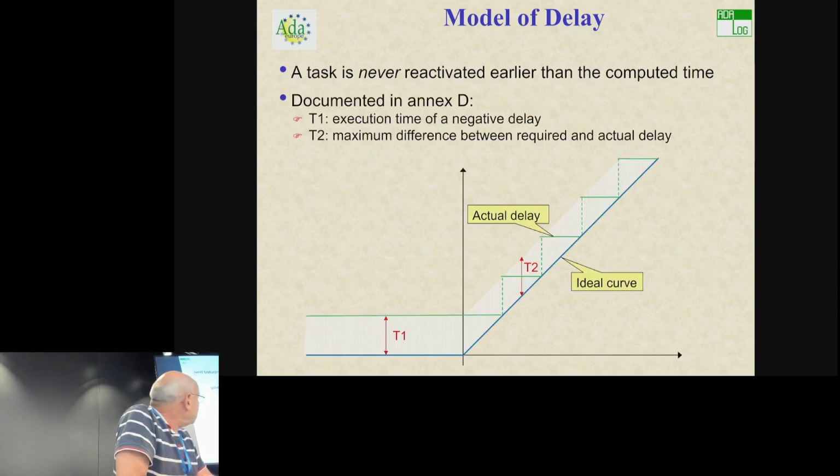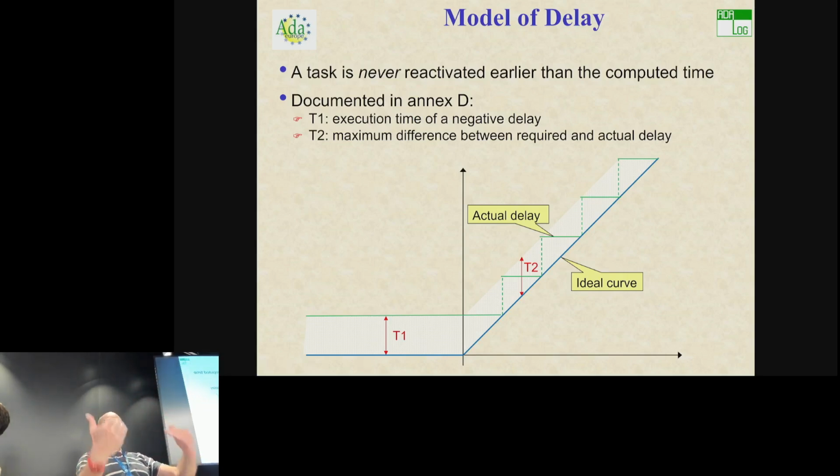And if you are conformed to Annex D, there is a model of delay here. So the blue line here is the perfect delay. You can ask for a negative delay, but a negative delay means don't wait, okay? So ideally, for a negative delay, you get 0 delay. And for a positive one, the actual delay is equal to the requested delay, okay?